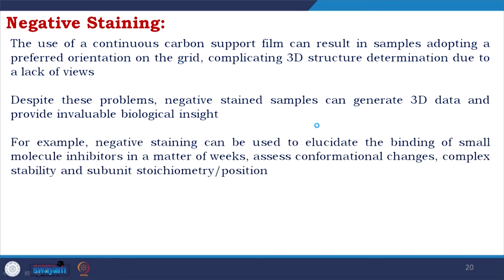For example, negative staining can be used to elucidate the binding of small molecule inhibitors in a matter of weeks, and assess conformational changes, complex stability and subunit stoichiometry or position. So, you get information on biological interactions.